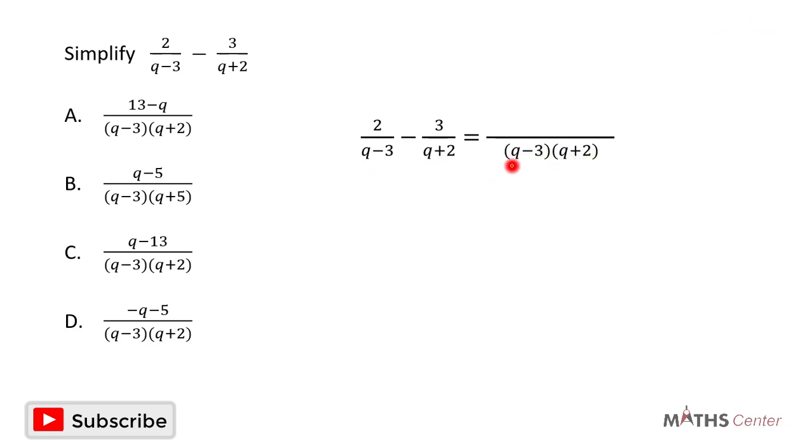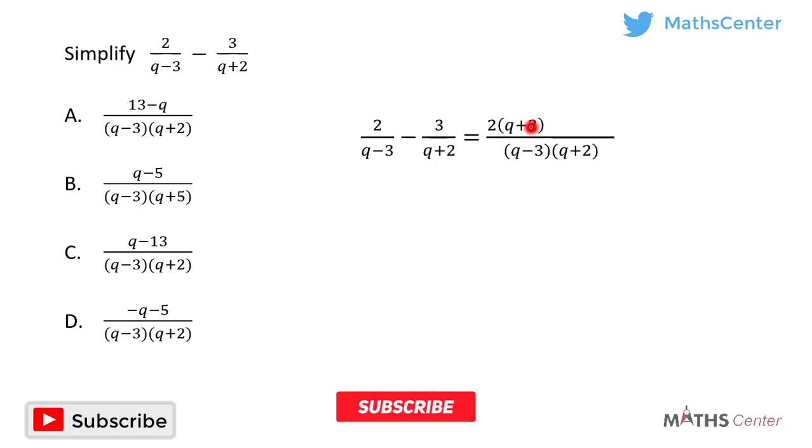KL minus 3 times KL plus 2 divided by the first denominator, which is KL minus 3, will give us KL plus 2. And so we will multiply the numerator of the first fraction by KL plus 2. And that will give us 2 times KL plus 2, or 2 into bracket KL plus 2.